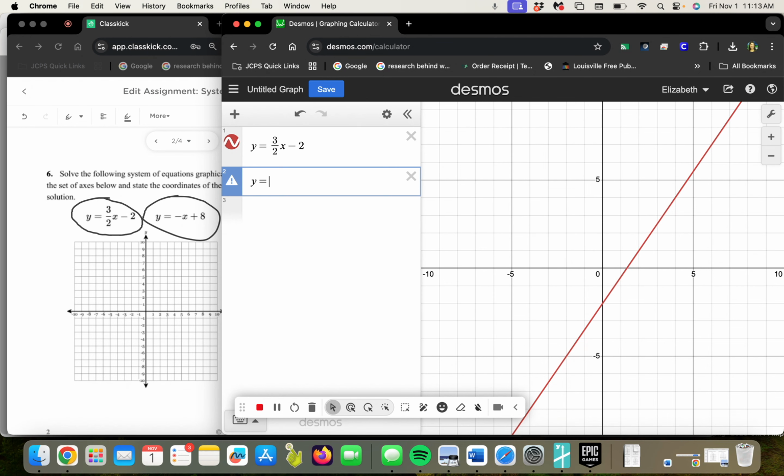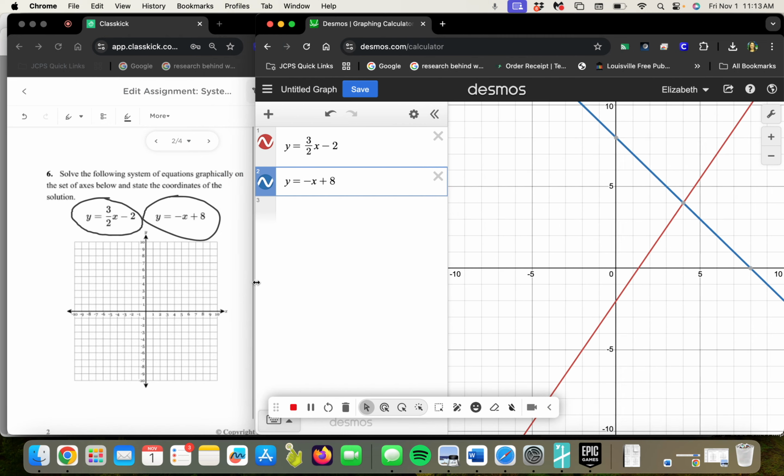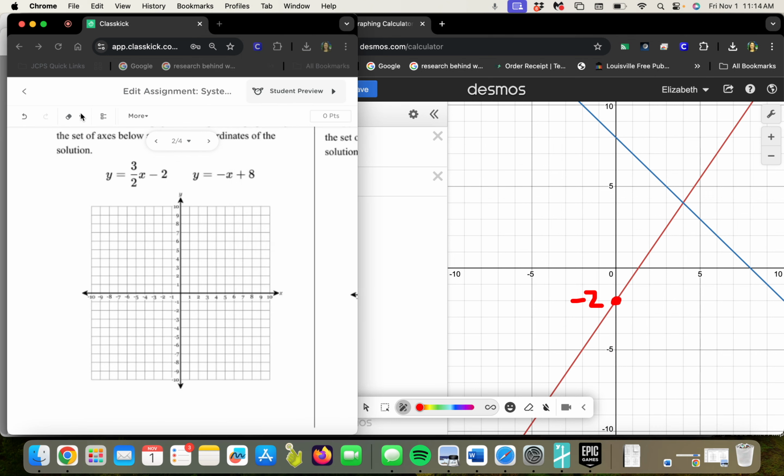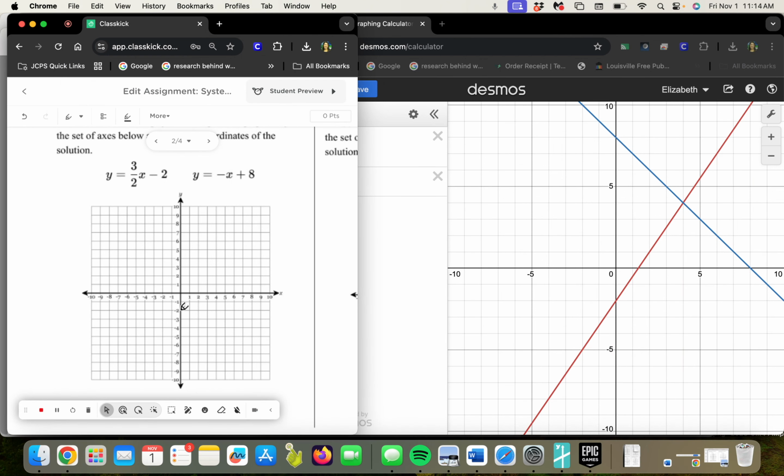And I'm going to say y equals negative x plus 8. And so as you can see, it's graphed it for us. So I can look at the graph and use that to help me figure out what I need to write on my paper. So for example, I can see that my red line is right here at negative 2 on the graphing calculator. So that means that I can put a dot on my graph right here at negative 2.